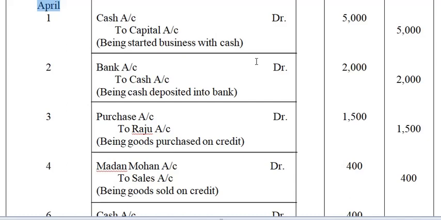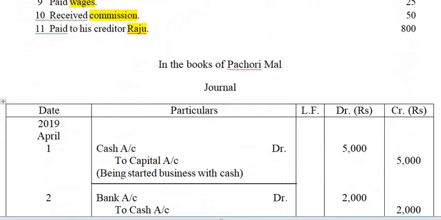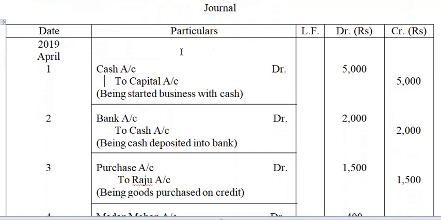So the first transaction on 1st April. You are starting a business with cash, so it will be cash account debit to capital account. We have already identified how many types of accounts are involved here. So cash account debit to capital account. Now you have to apply the golden rule, as I said. So how will you apply the golden rule?